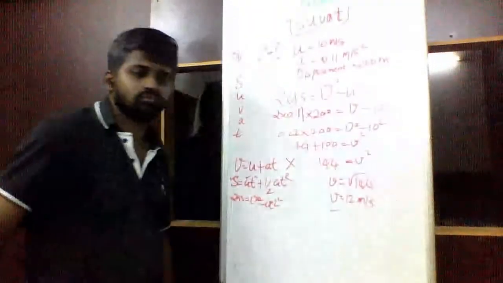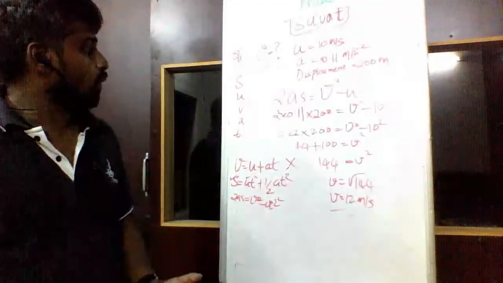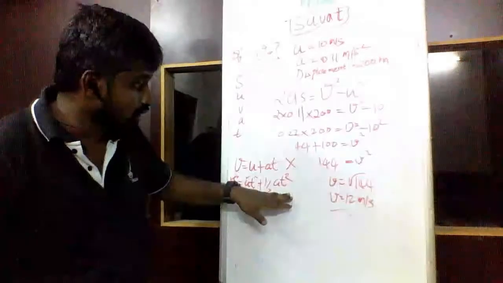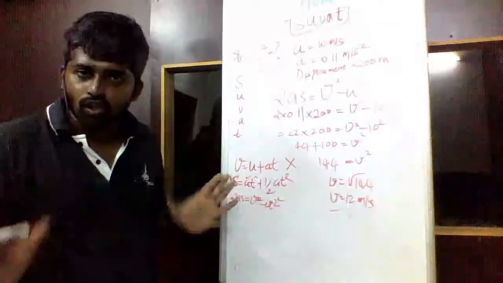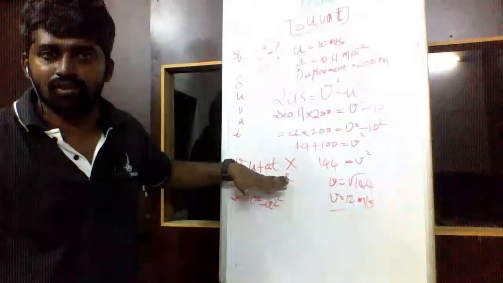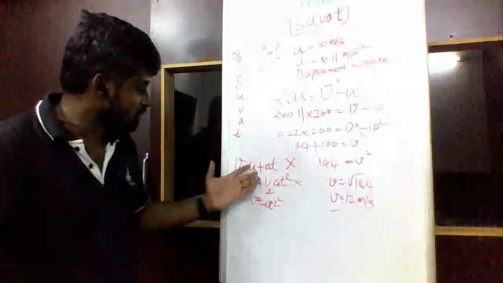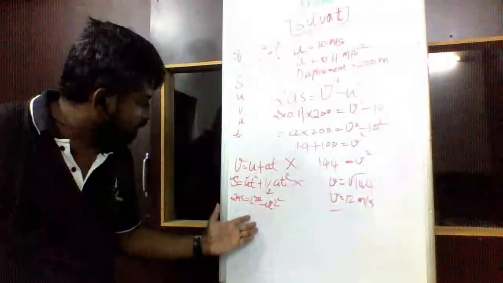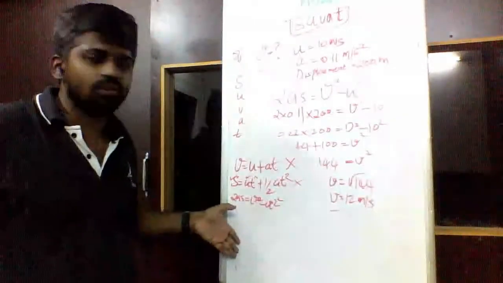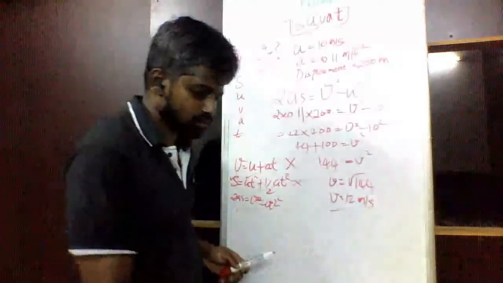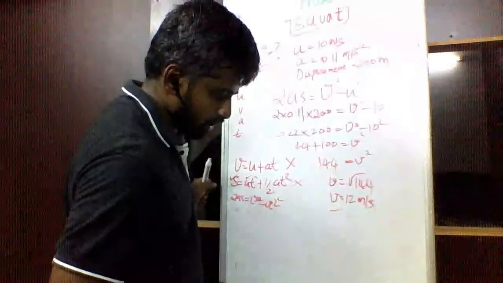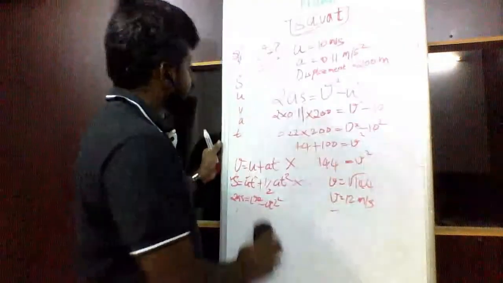That's all. Simple. So when T is given, you can go for the first equation. When T is not given, you can't go for the first and second because both have T, and in the third one there is no T. Solve the third equation. That's it. Now I'm going to try the next one.